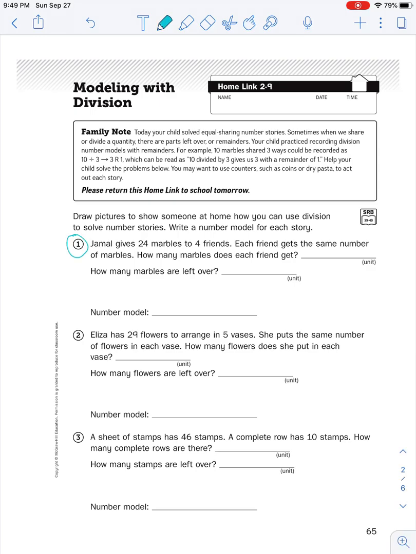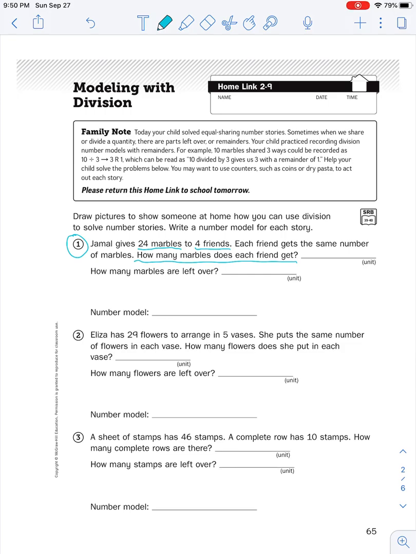Okay. So it says Jamal gives 24 marbles to 4 friends. Each friend gets the same number of marbles. How many marbles does each friend get? How many marbles are left over? And then it wants us to put a number model too. Okay. First, underline important things. 24 marbles. That's my total, my number that I will be dividing among 4 friends. Each friend gets the same number of marbles. So they're telling me that there needs to be an equal amount for each friend. How many marbles does each friend get?